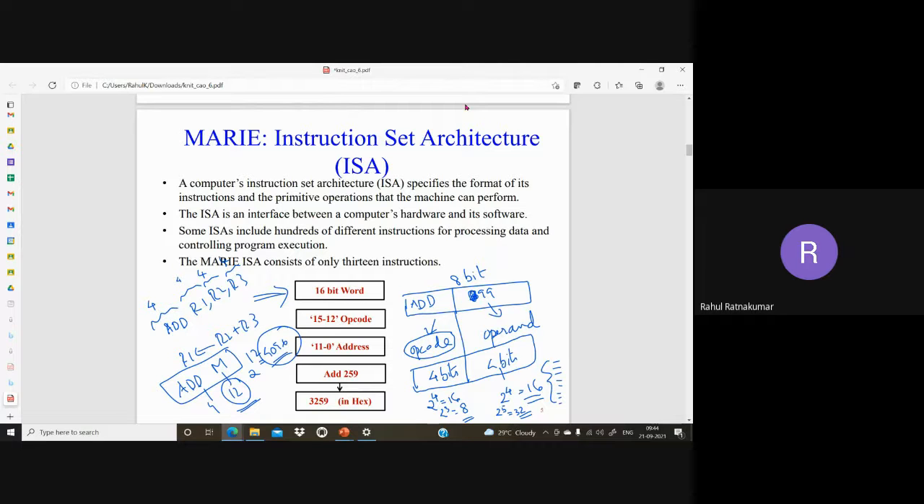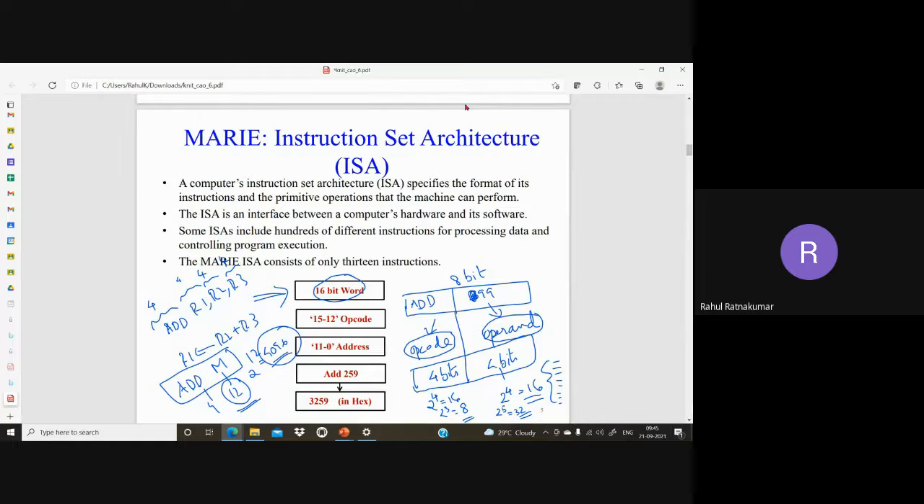Again, I'll repeat: whatever the instruction word size, I have to accommodate both the opcode and the operand. The operand is very important because it gives the bits which help to reference the memory locations. The more bits there are for the operand, the more locations I can access. That is why we go for 16 bits instead of 8 bits.